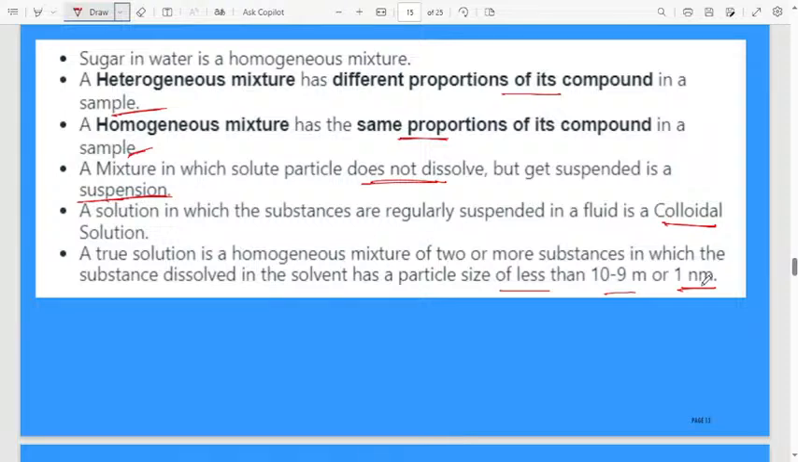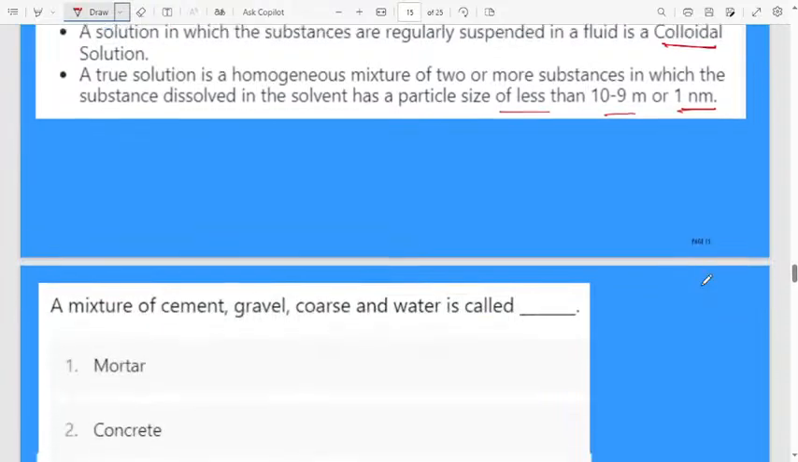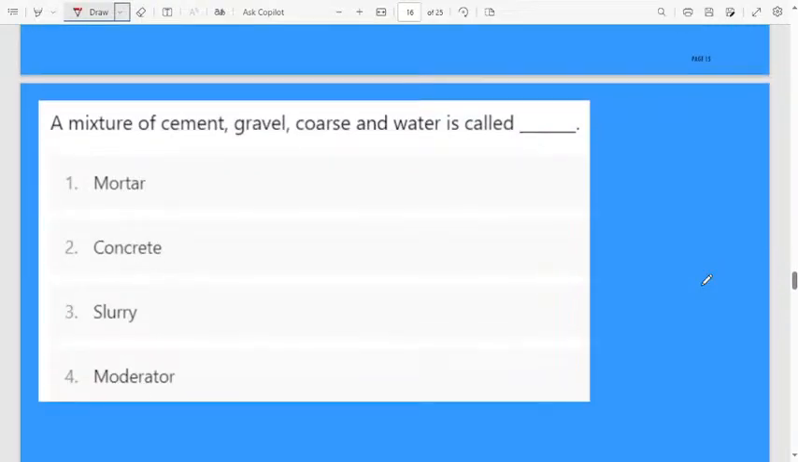For a colloidal solution, the best example is to take one or two spoons of curd, then mix in water and stir. The colloidal particles, that is the curd particles, will be continuously roaming in the water medium. They will not even get dissolved, they will continuously be roaming. Okay, let us move to the next question.